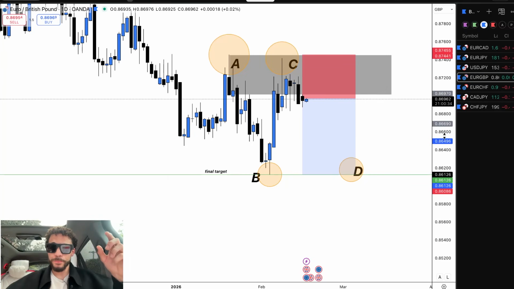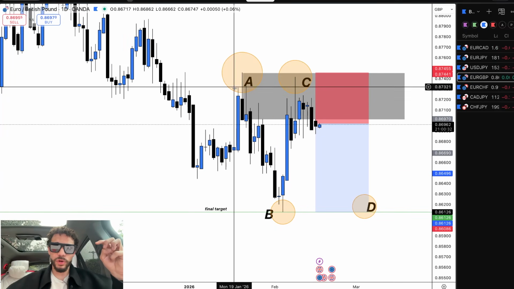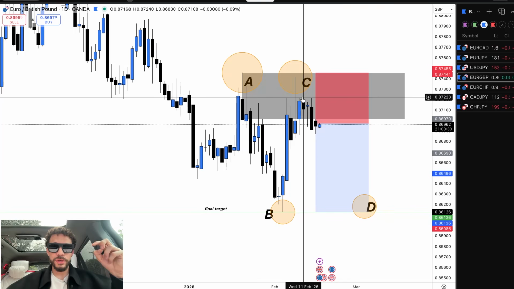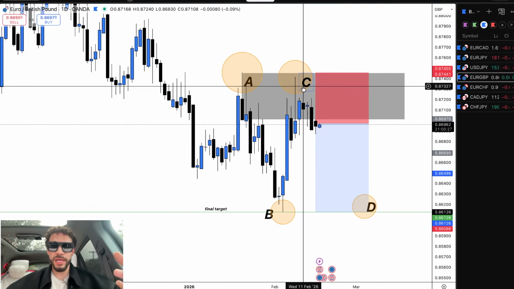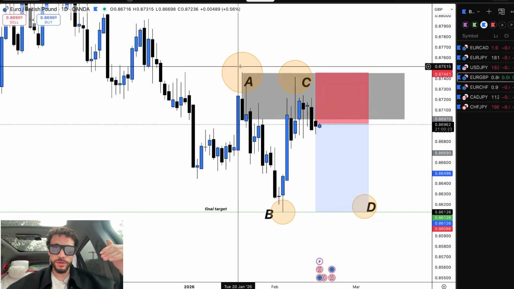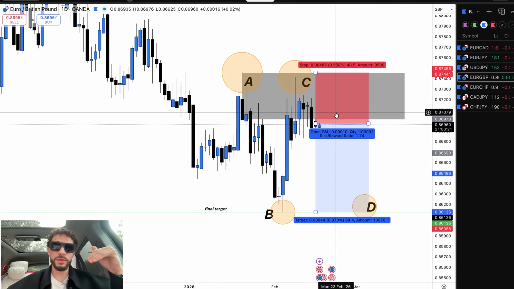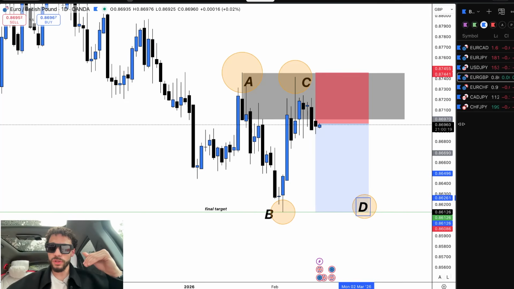Here we have Euro GBP. You guys can see A, our starting point, B, where we dropped to, C, coming back to our supply level, to our key level where price moved from, and that's marked by this candlestick here, the one that clearly has the highest wick over here. And then we're just going to be looking for sells all the way down.